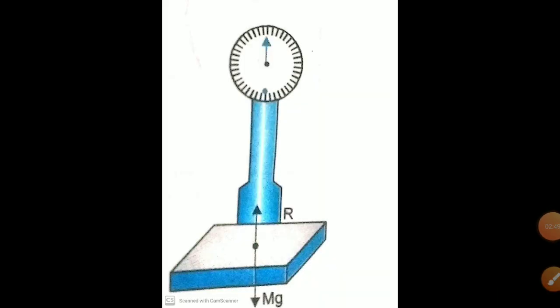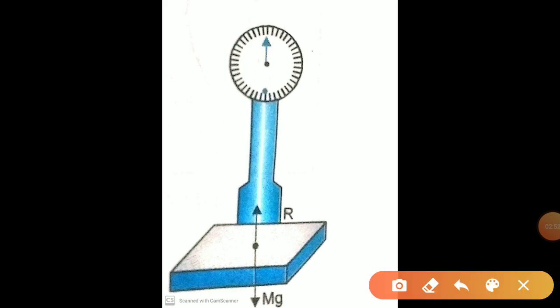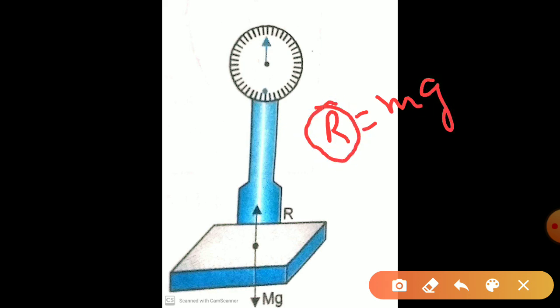This weighing machine shows that this R is equal to mg. It means the apparent weight of the object is equal to the actual weight of the body. Both are equal. Now students, you have many kinds of situations.